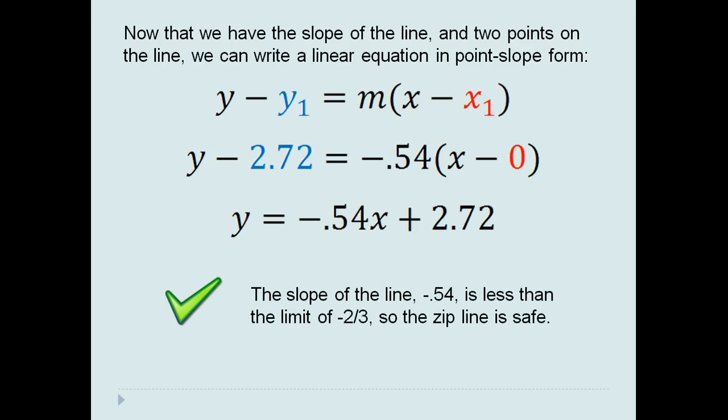And we know the slope of the line is -0.54, and that is less steep than the limit of -2/3, which is -0.667. So the zip line is safe.